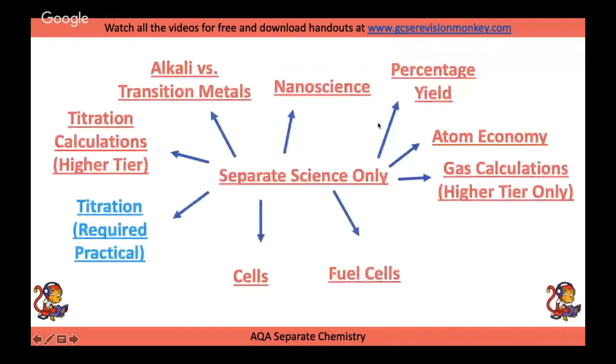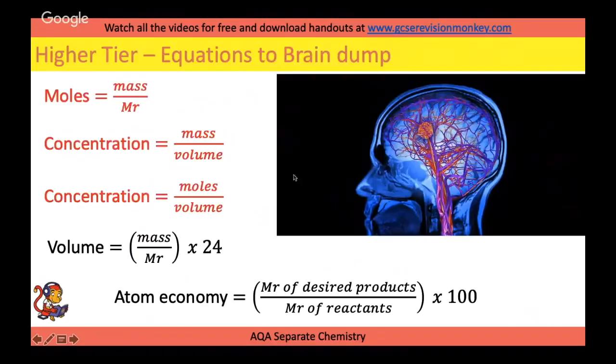So separate scientists, a few separate only topics. So concentrate on these because if you're doing separate science, they've got 30 more minutes of questions to write for you. So expect these to come up. So when we're talking about equations, we've brain dumped the first 3 and then we're going to brain dump a couple more. Volume equals mass over MR times 24 for a gas at standard room temperature and pressure. And you may know this by doing the calculation rather than having to memorize it, but atom economy is the relative formula mass of the products you want divided by the relative formula mass of the reactants times 100.